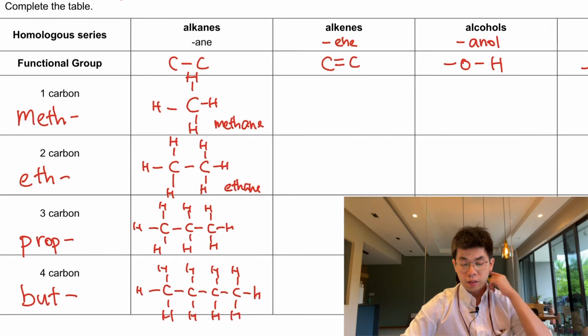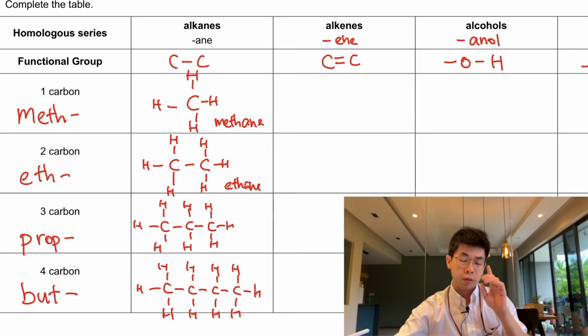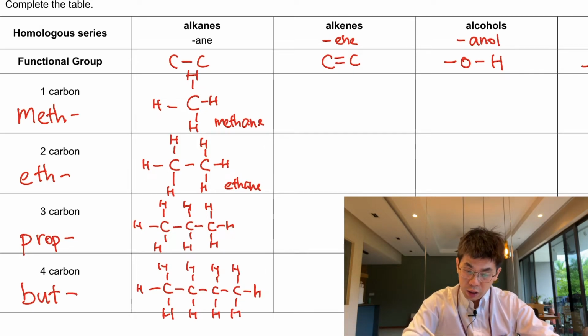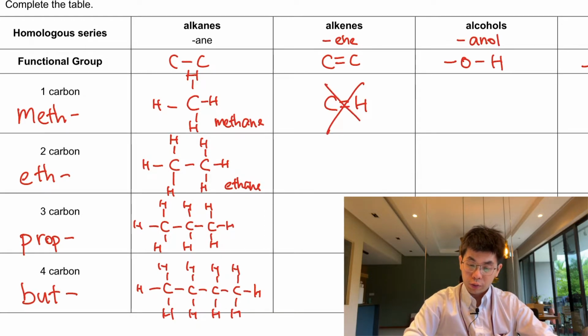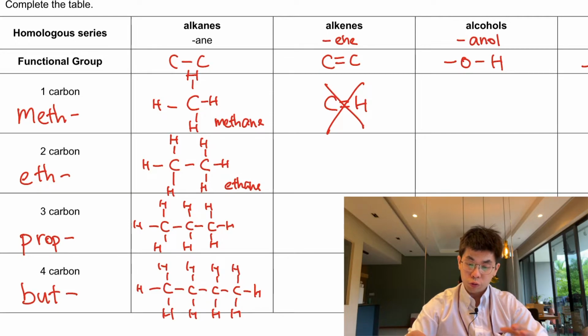So now alkenes is very special because it must have a C-C double bond. You cannot have a 1 carbon alkene because you cannot do like this and then you draw a H like that, right? It's not possible. So there is no 1 carbon alkene. So we start with a 2 carbon alkene. So this is how you do 2 carbons.